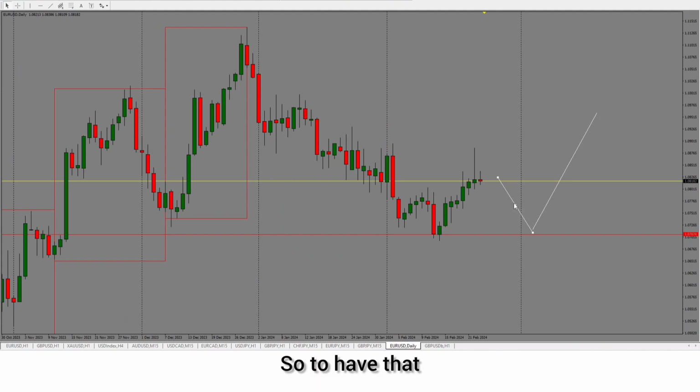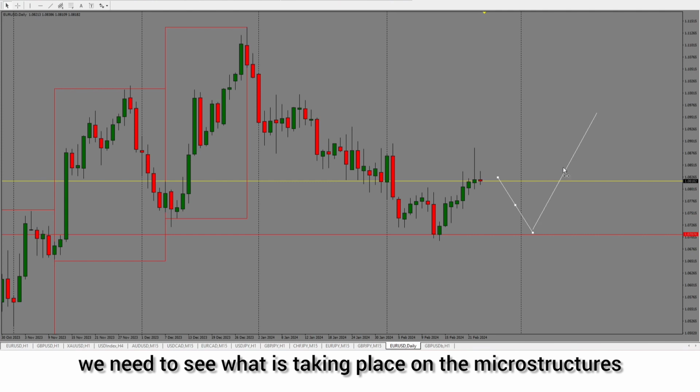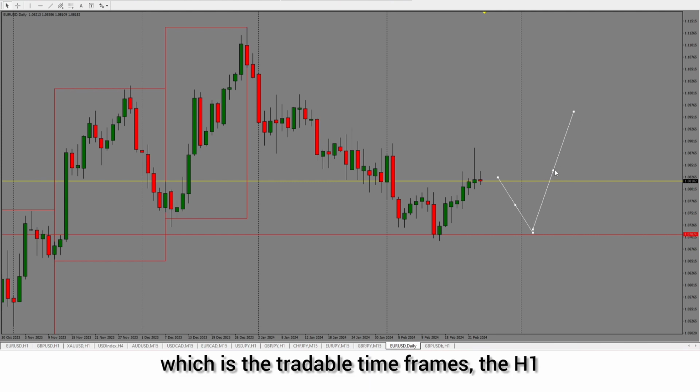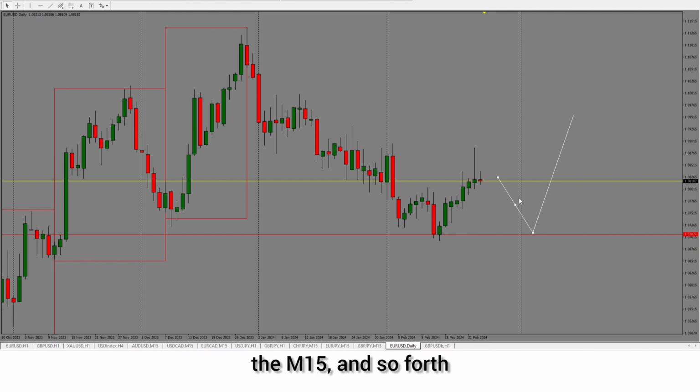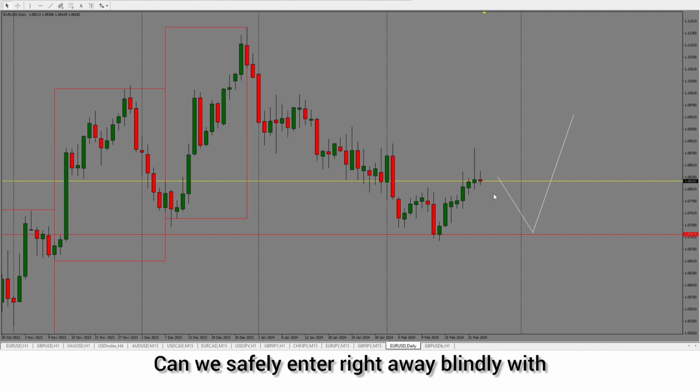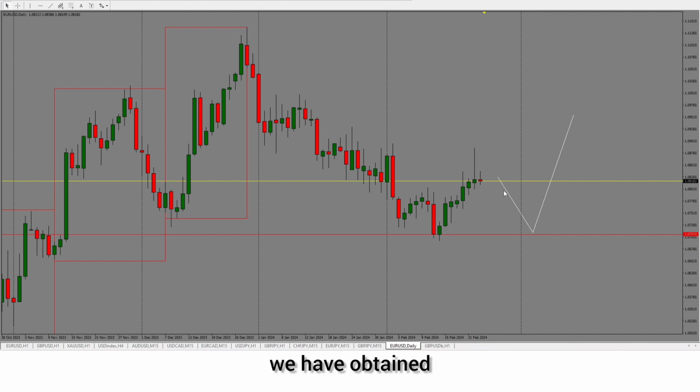To have that, we need to see what is taking place on the microstructures, which are the tradable time frames, the H1, the M15, and so forth. So this is the bias that we have created on the higher time frame. Can we safely enter right away, blindly, with this bias that we have obtained?